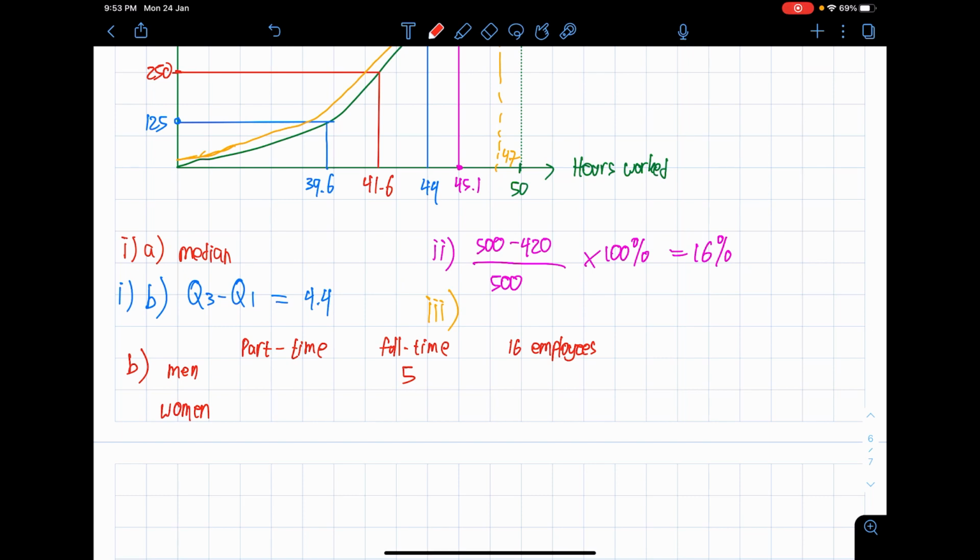Okay, the probability that a man is working part-time is 1/8. That means 1/8 times 16 equals 2. So there are 2 men working part-time. 2 of the 16 employees are selected at random. The probability that they are both women working full-time is 1/8.